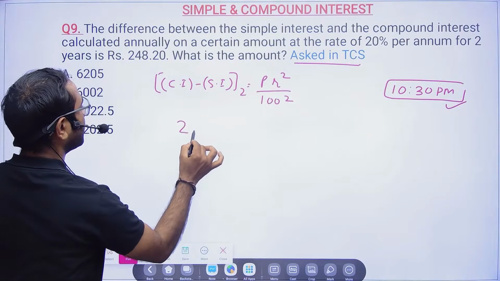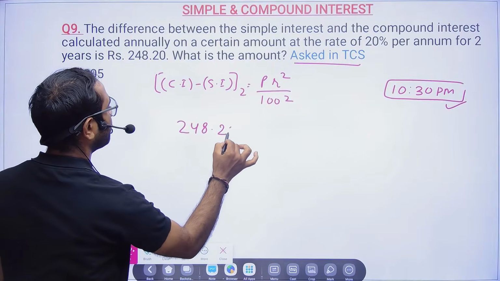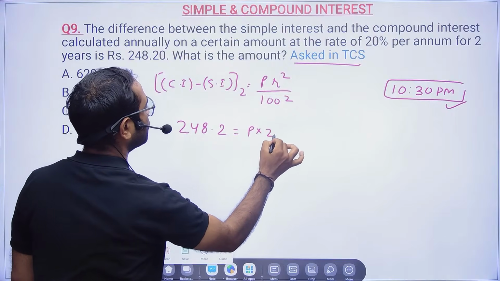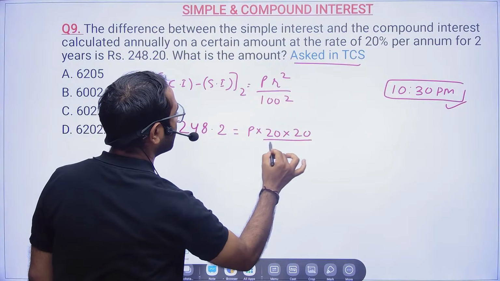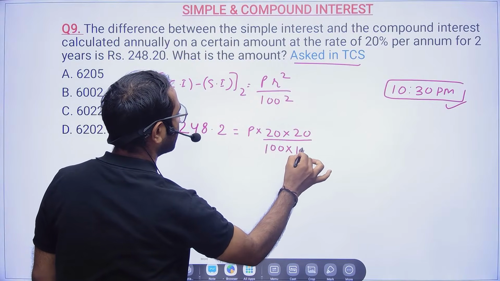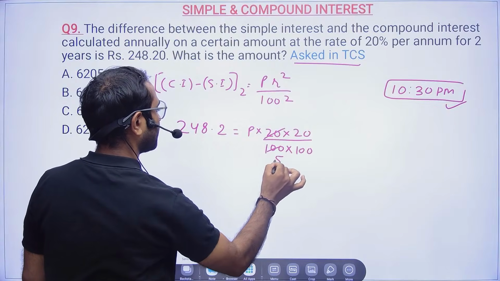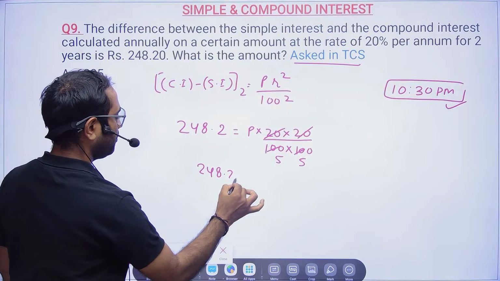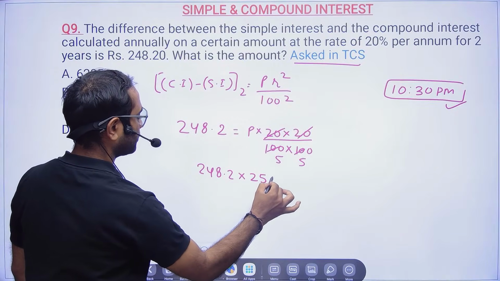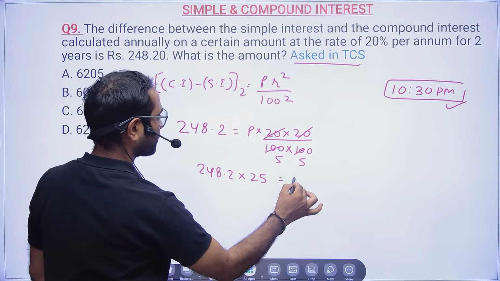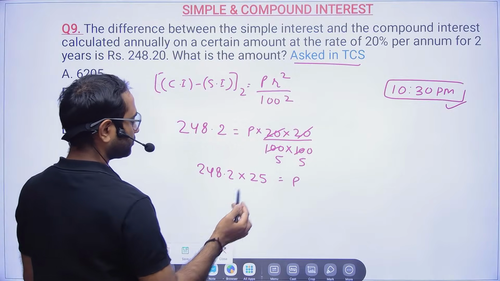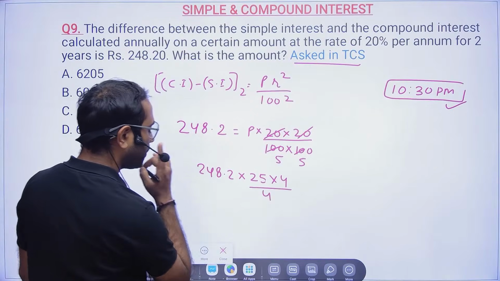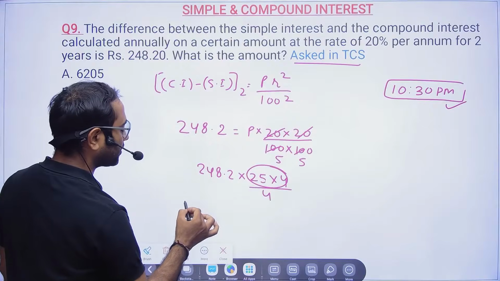Now here they have given 248.20, and after the decimal there is no value, so it is 0. P into R is 20 into 20, divided by 100 into 100. So this is 5 times and this is 5 times. So 248.2 into 25 will be equal to P. What I will do, I will multiply by 4 and divide by 4, so that this will become 100 and my calculation will become easy.